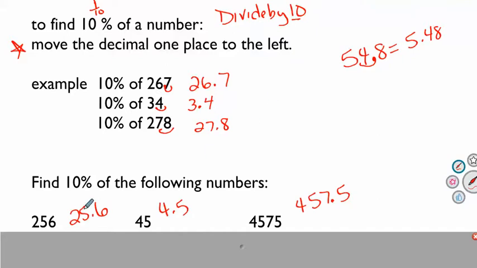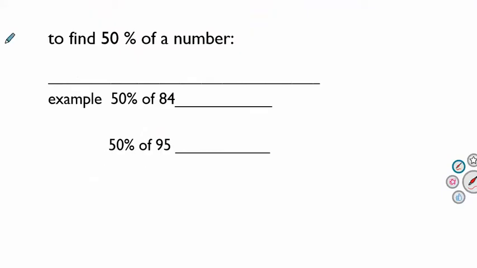All right, check those answers. 10% is pretty easy because all you're doing is moving that decimal. Okay, let's move on to 50%.